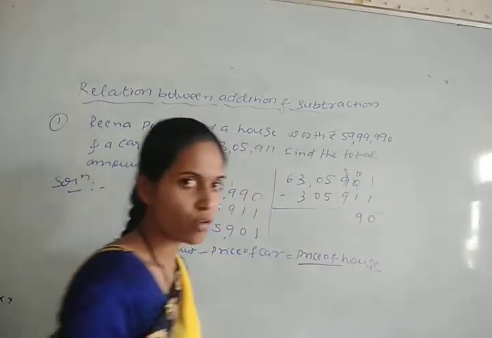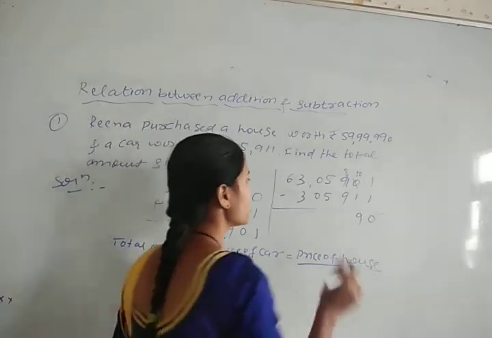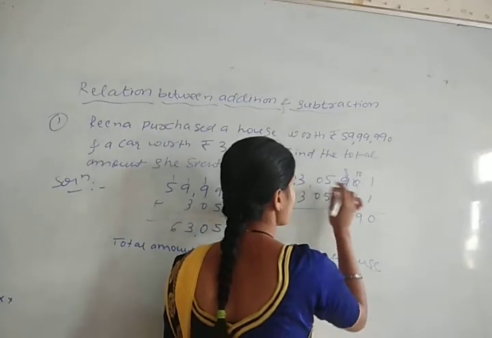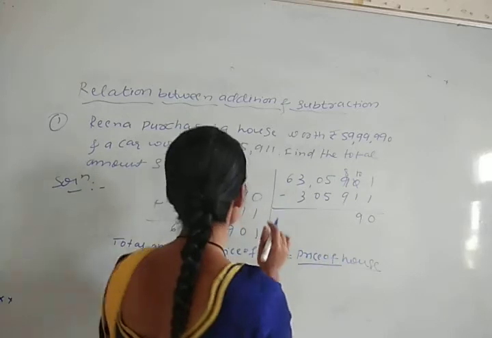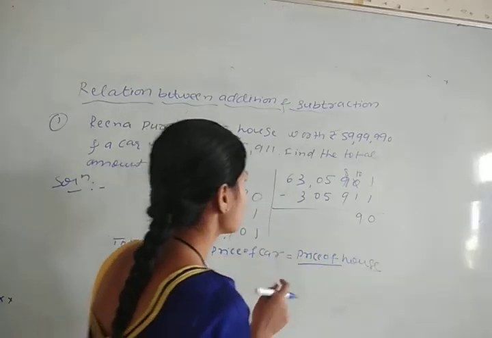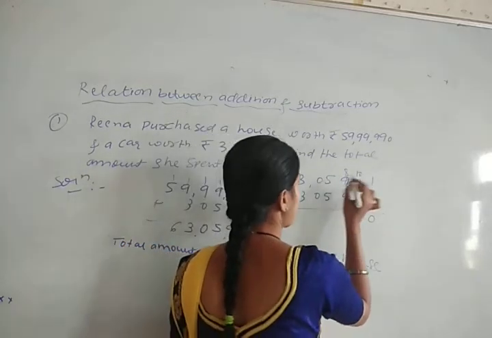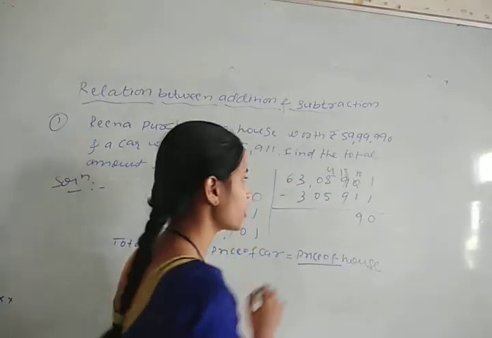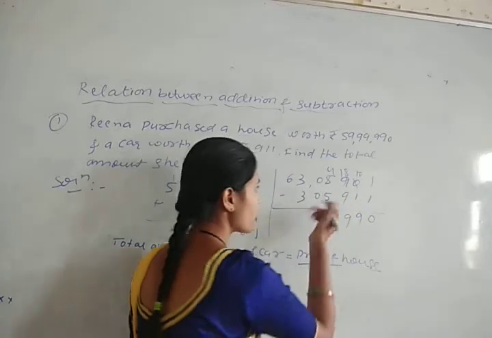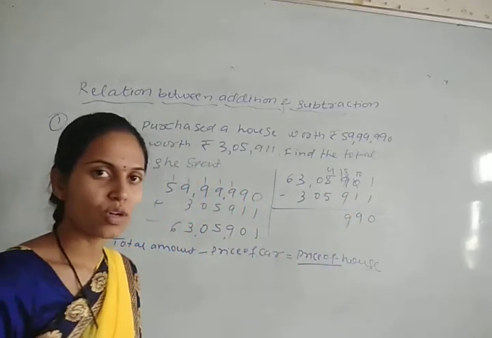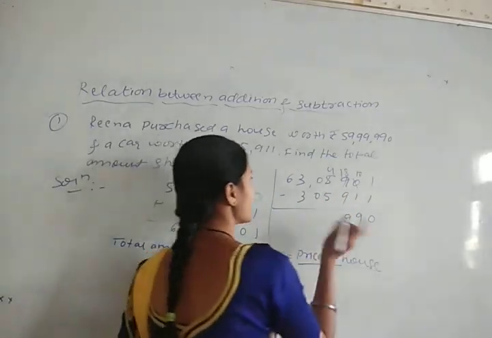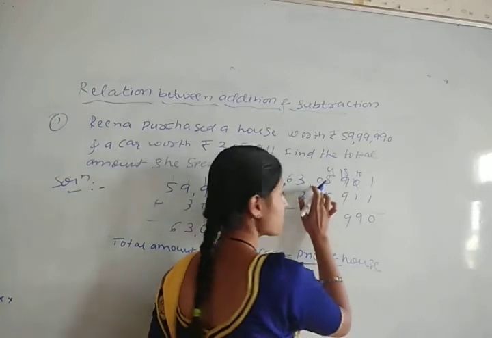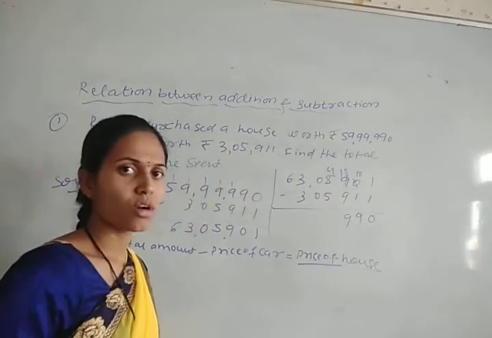8 minus 9 is also not possible. For that I will borrow 1 from this 5. Now this 5 becomes 4. Here it becomes 18. 18 minus 9 is 9 only. Now 4 minus 5 is also not possible because 4 is smaller than 5. For that I will take 1, borrow from its neighbor. Its neighbor is 0. But 0 is also not having anything.